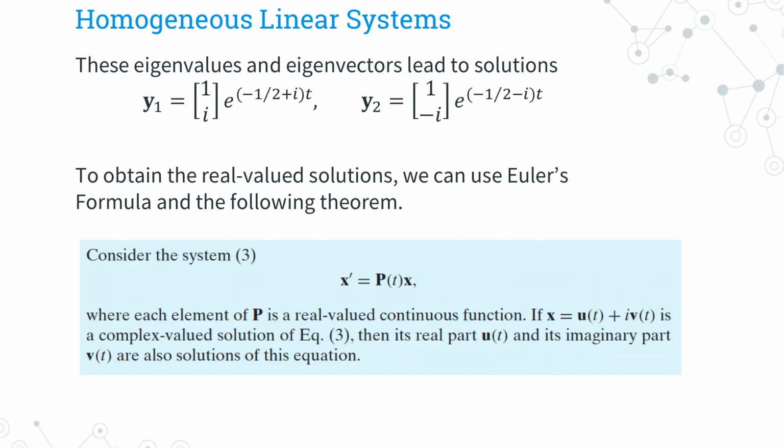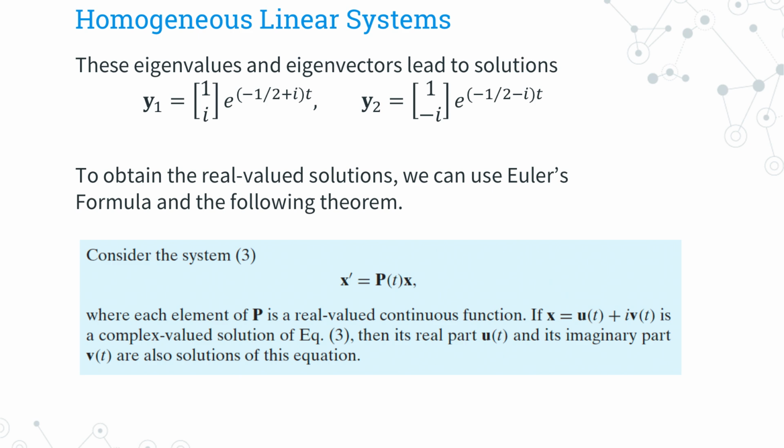So these eigenvalues and eigenvectors then lead us to our two solutions. The first one being the vector (1, i) times e to the negative 1/2 plus i times t, and y2 being (1, negative i) times e to the negative 1/2 minus i times t. So to obtain our real valued solutions, we're just going to use Euler's formula again.